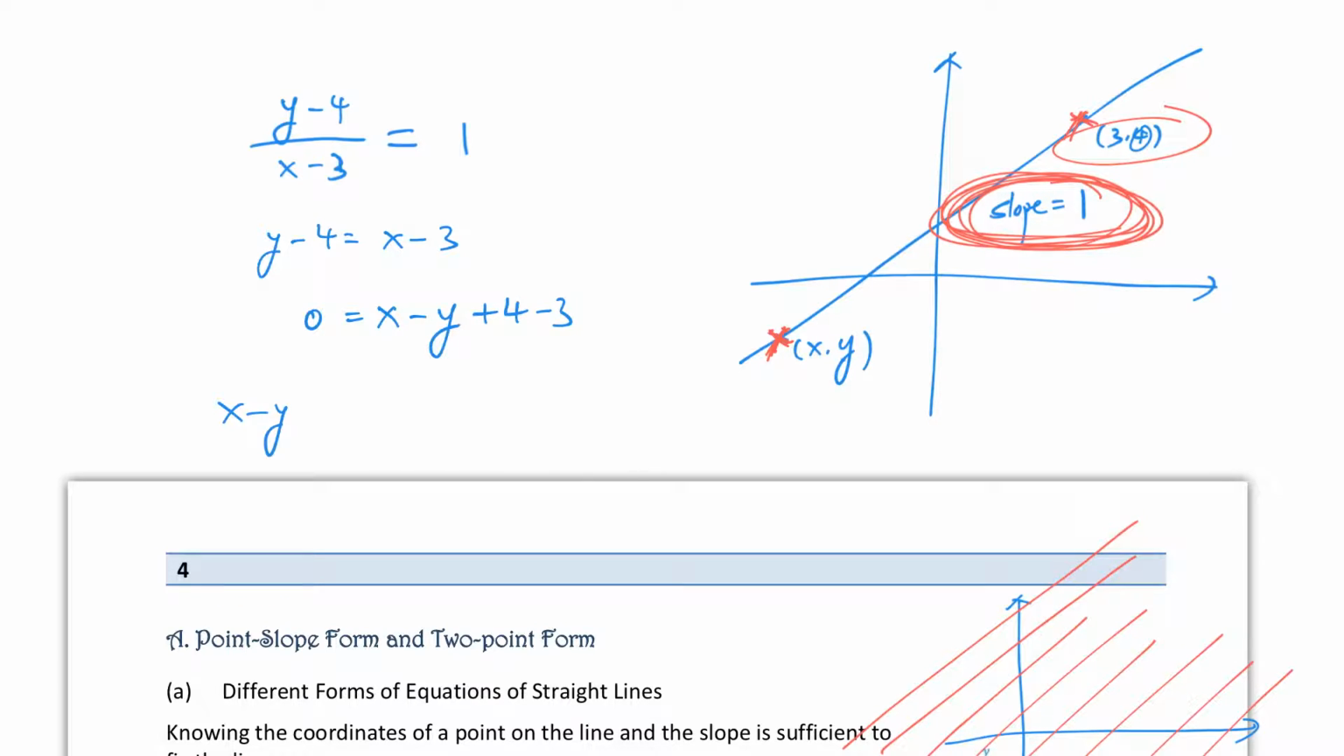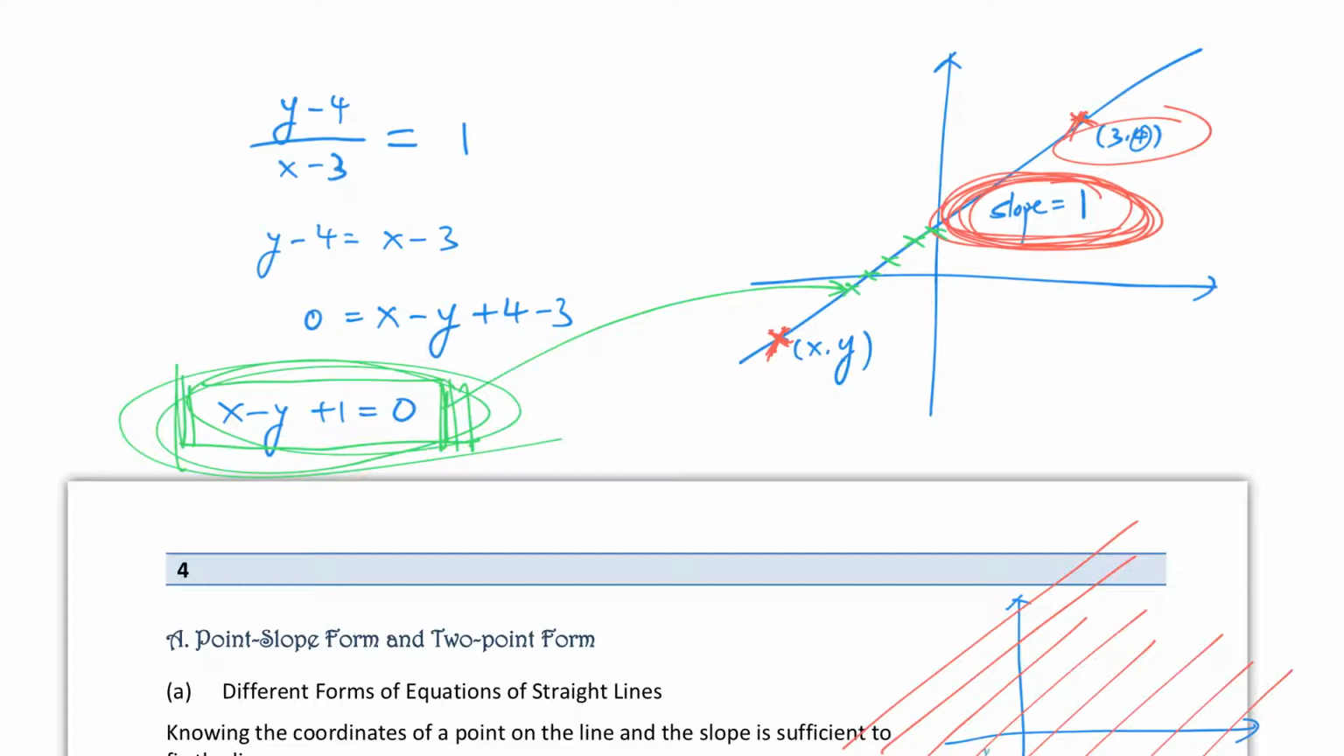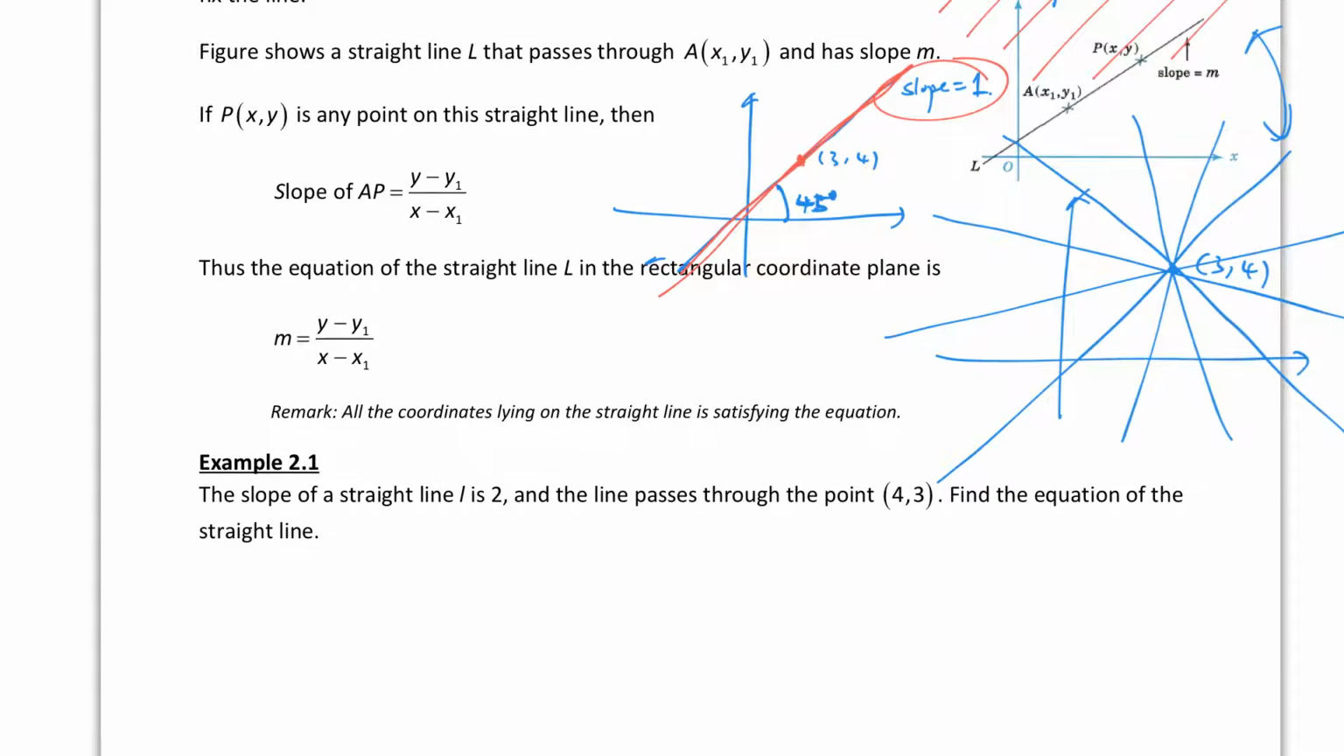So the final answer. I want to point out what the meaning of the equation of a straight line is. That means all the points on the straight line must satisfy this equation. So next time, if you want to find a straight line, and we know the slope and one point it passes through, we may use this formula, which is this part.